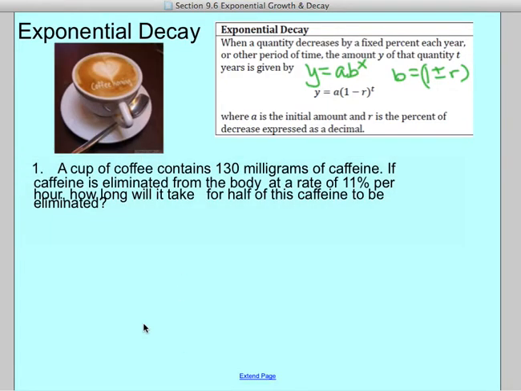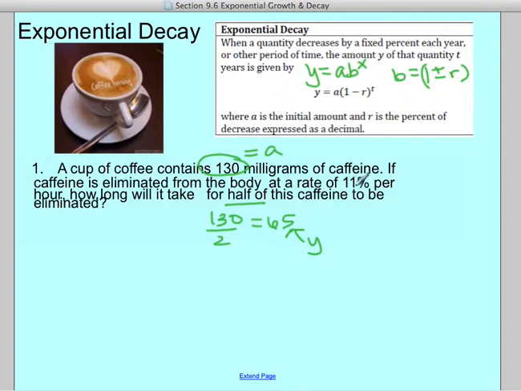Example 1: a cup of coffee contains 130 milligrams of caffeine. If caffeine is eliminated from the body at a rate of 11% per hour, how long will it take for half of the caffeine to be eliminated? It says half of the caffeine. Well, we started out with 130, so this is my A. If I want half the caffeine, I would take 130 divided by 2, which is 65. That's what we want to know, the amount, so that's my y value.